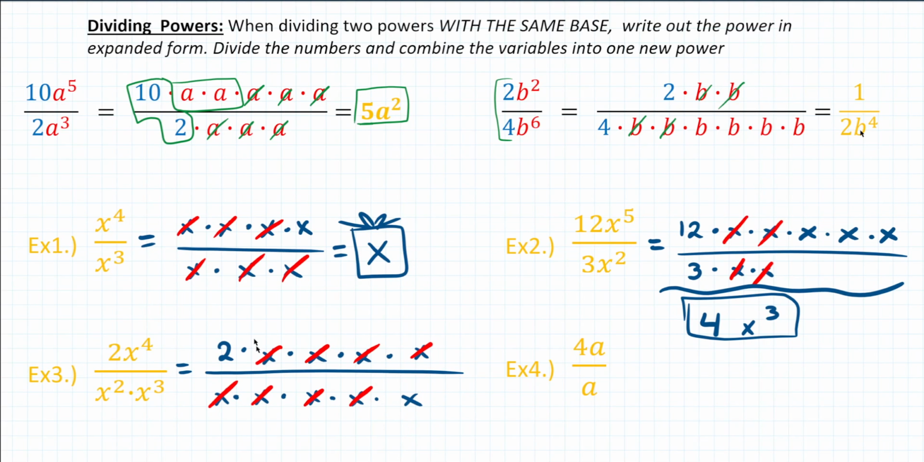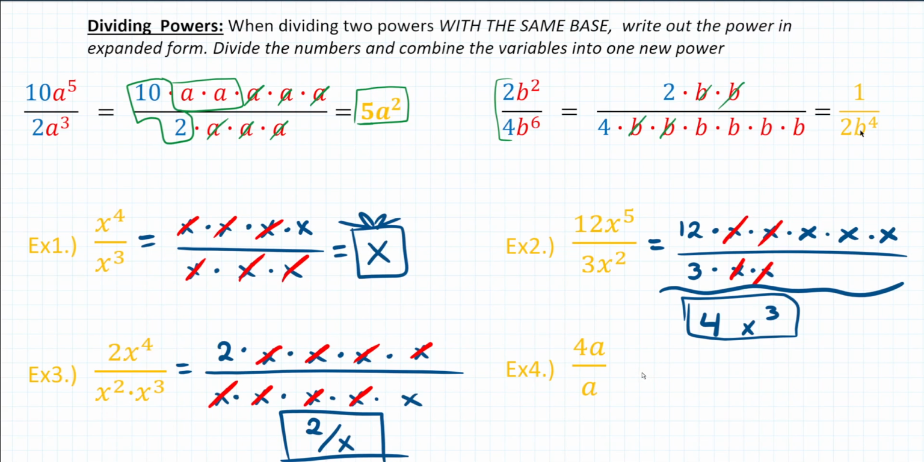Oh, so we're left with a 2 on top and an x on the bottom. You know what that becomes? That just becomes 2 over x. See? And you thought this was going to be hard. Silly, silly. All right, last one.